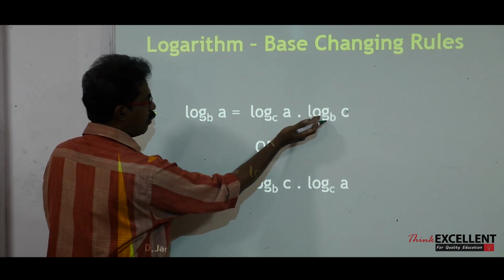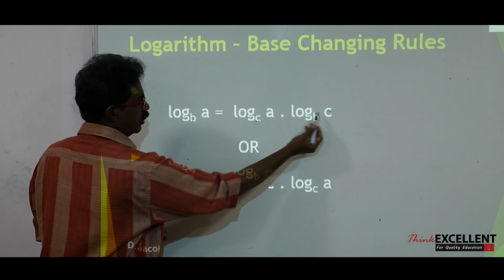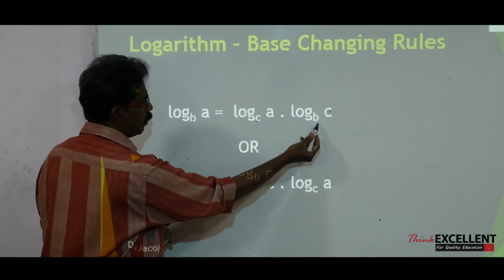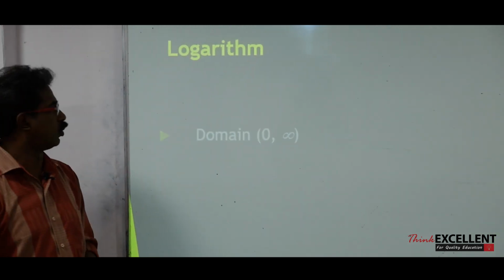Here also, from here, how to write this? Here c, here also c. Leave them. What's remaining? Log a to the base b. Okay, like that you can write that. And that is called the base changing rule.